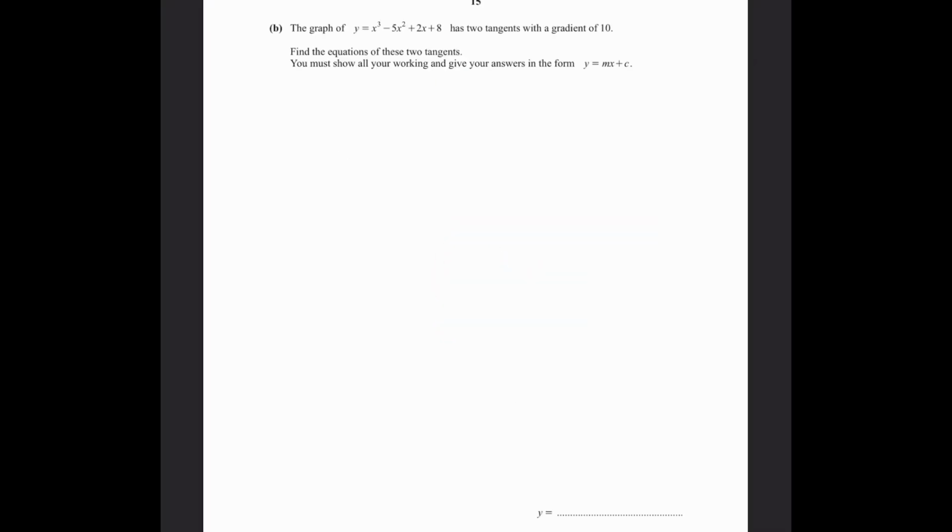The graph of y equals x cubed minus 5x squared plus 2x plus 8 has two tangents with a gradient of 10. Find the equations of these two tangents. You must show all your working and give your answers in the form y equals mx plus c. For this we need to take the derivative. The derivative, y prime, will be 3x squared minus 10x plus 2. And this will be the gradient. So 10 will be 3x squared minus 10x plus 2.